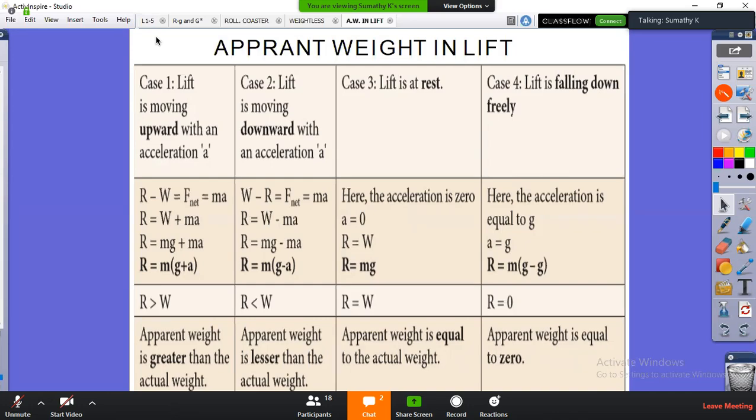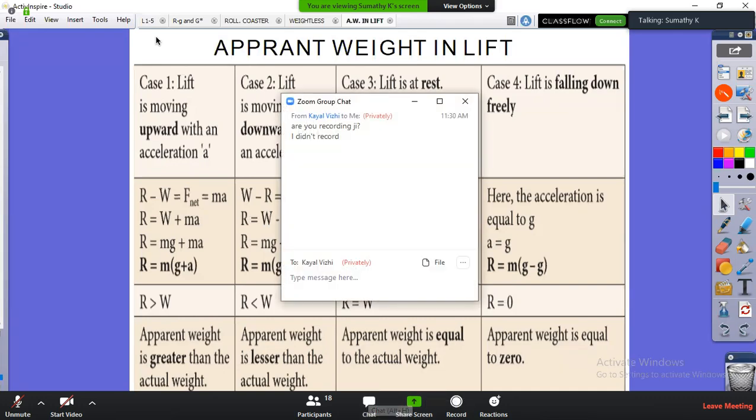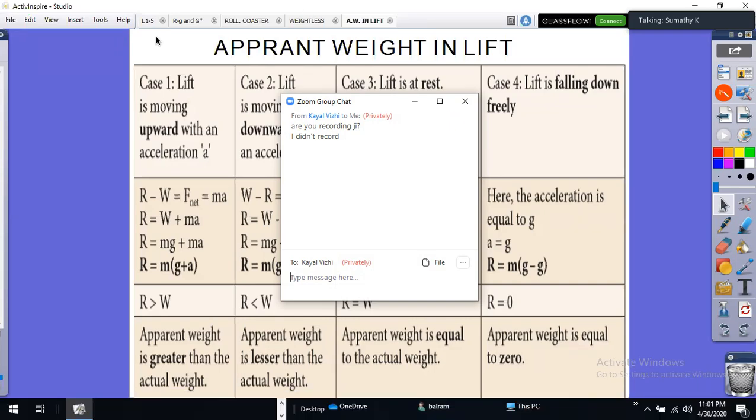Next one. The lift is falling down freely. Where the acceleration is equal to g. A is equal to g. R is equal to mg minus mg. So R is equal to 0. Falling down freely. In the first picture we saw, the roller coaster is also falling down freely. Here the apparent weight is equal to 0.